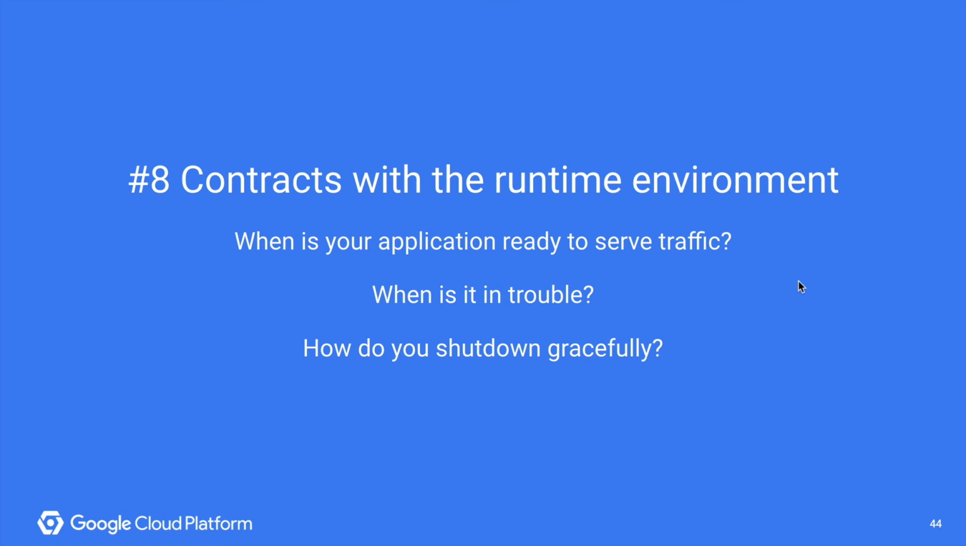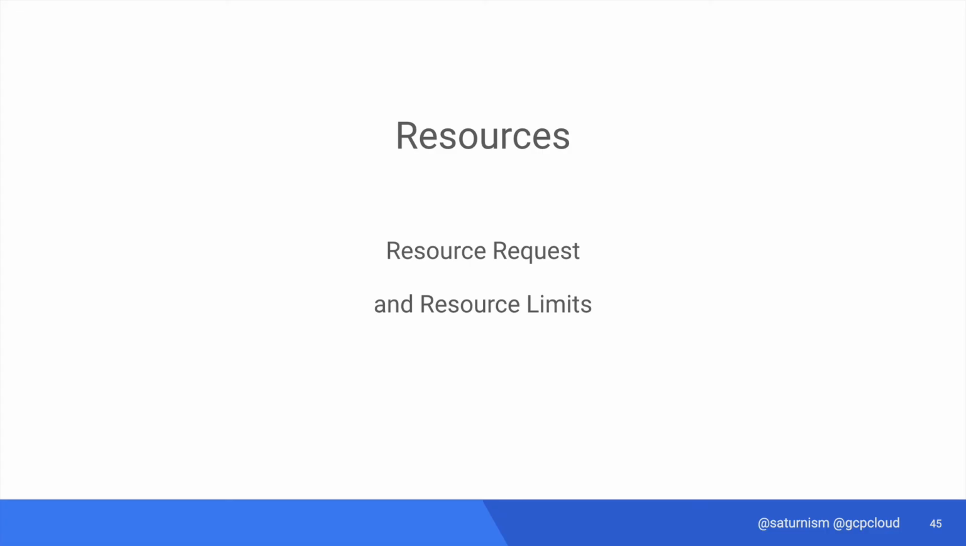Then we have to ask, how does Kubernetes know that your application is up and running, and that your application is in trouble and might need some help to restart? And how does Kubernetes tell your application to shut down gracefully? So these are the basic application contracts that we need in order for your application to run inside of Kubernetes successfully. The first contract is how much resource your application is going to use, so that Kubernetes can effectively schedule your application onto a computing resource that has enough resources for your app.